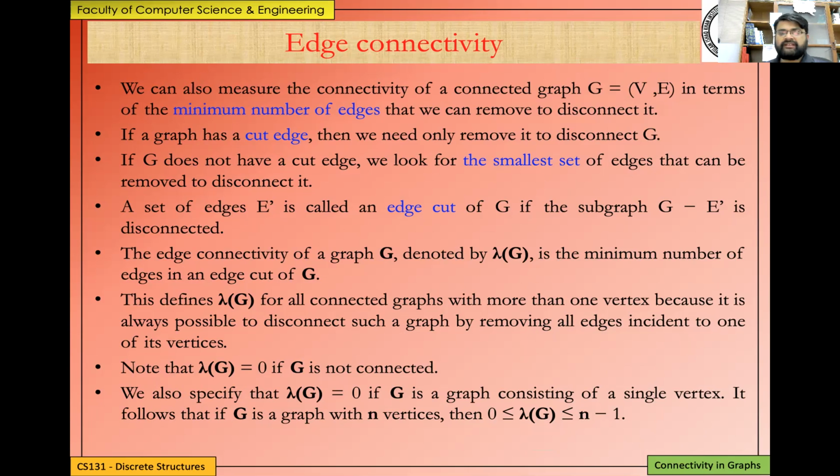It of course follows that if G is a graph with n vertices, then the edge cut of this is always going to be between 0 and n minus 1. Hence, the maximum edge connectivity possible for a simple graph with n vertices is n minus 1.